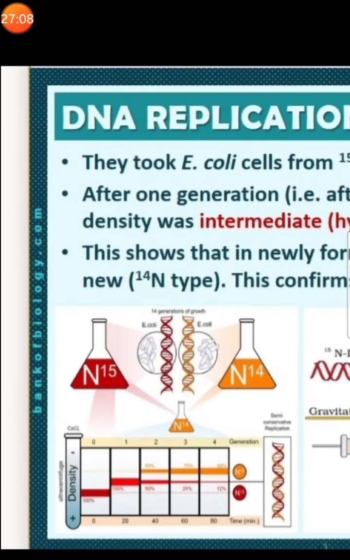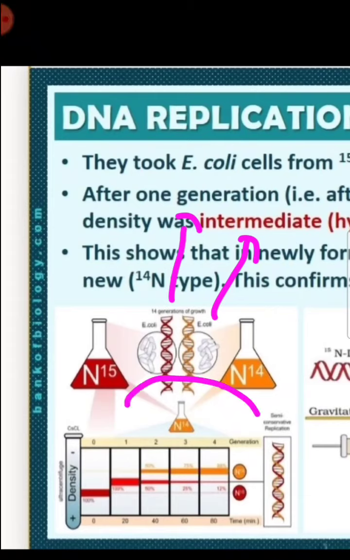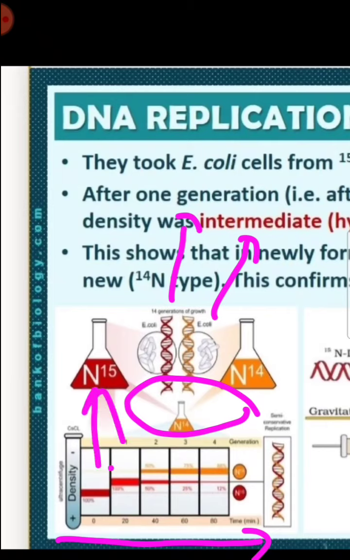Okay, E. coli which has N15 and E. coli which has N14, their DNA. When they both are mixed, centrifuged and run in the cesium chloride density gradient, only the heavier N15 will be like this. Lighter N14 will be on the top, but you will be observing intermediate and lighter generations.